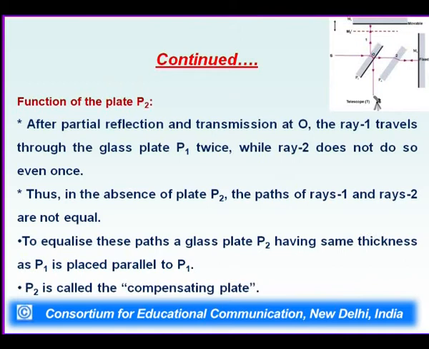After partial reflection and transmission at O, ray 1 travels through the glass plate P1 twice, while ray 2 does not do so even once. Thus, in the absence of plate P2, the paths of ray 1 and ray 2 are not equal. To equalize these paths, a glass plate P2 having the same thickness as P1 is placed parallel to P1. P2 is called the compensating plate.